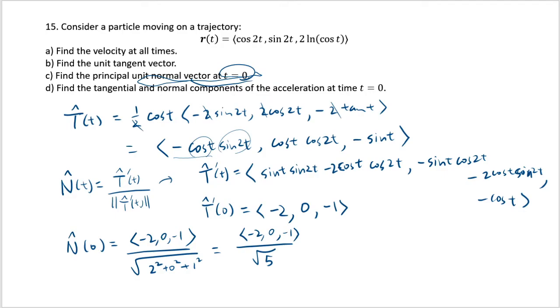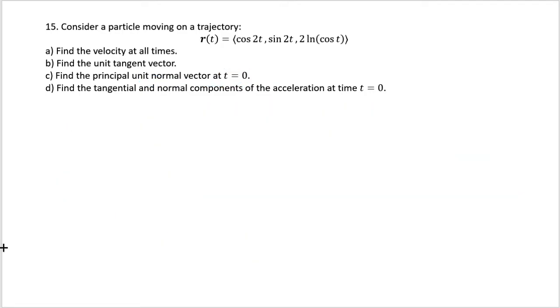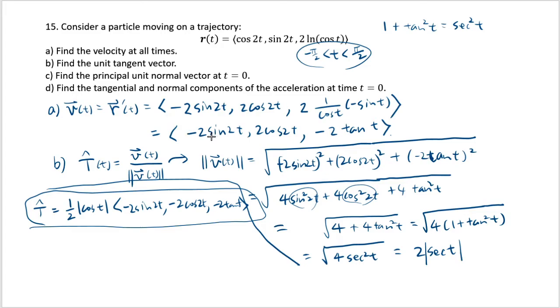Okay. Now, what are the tangential and normal components of the acceleration? Well, for this, you first need to know the acceleration, which is the derivative of the velocity vector. And let's go back and check what the velocity vector was. It's negative 2 sine 2t, 2 cosine 2t, minus 2 tangent t.